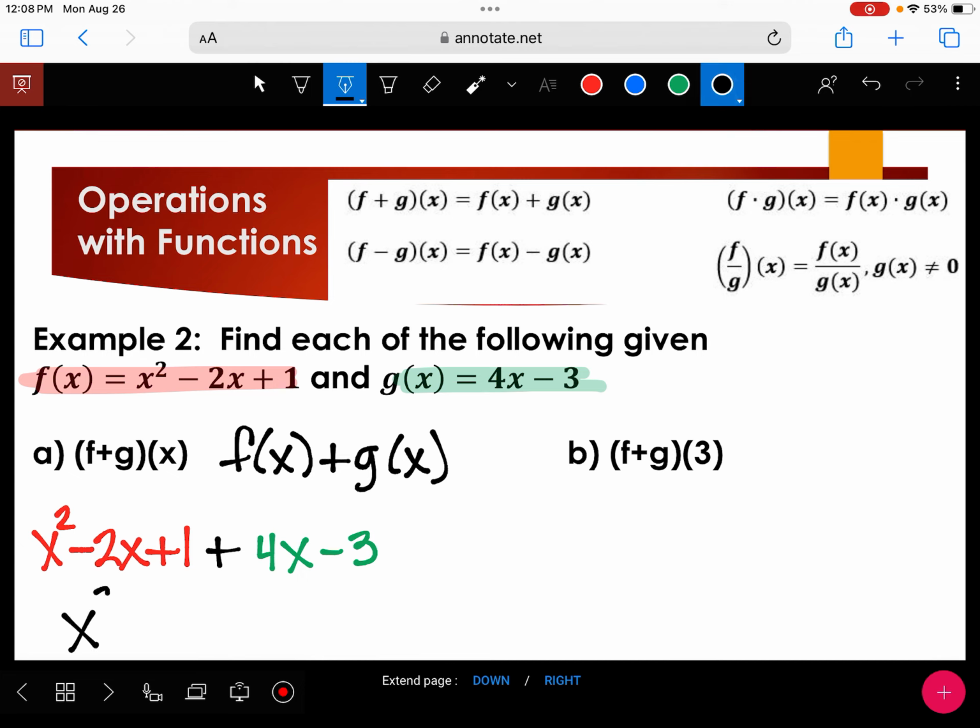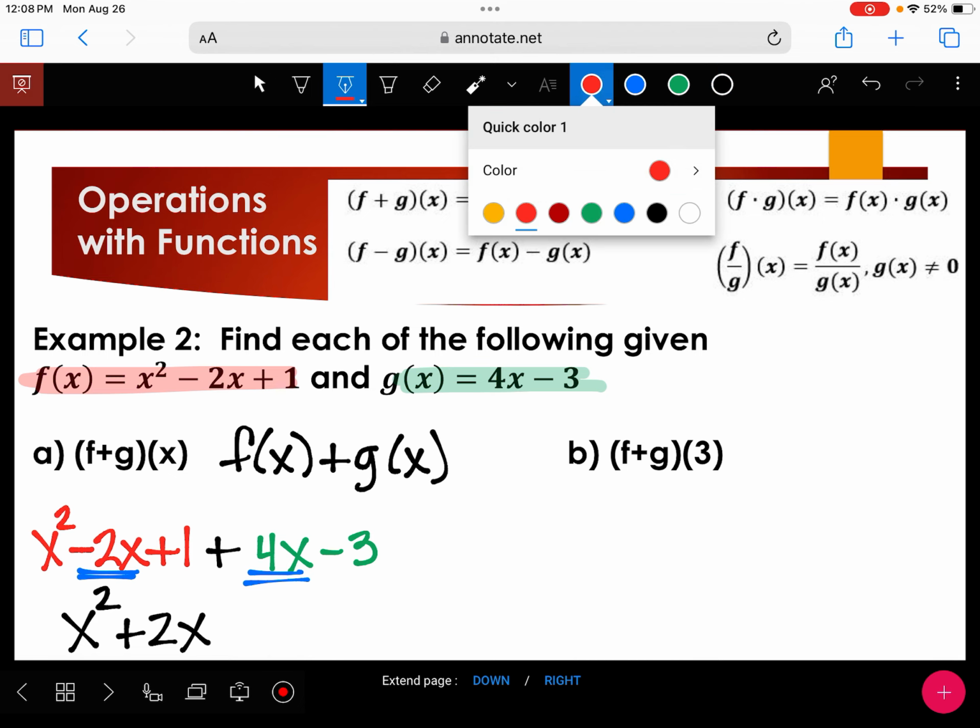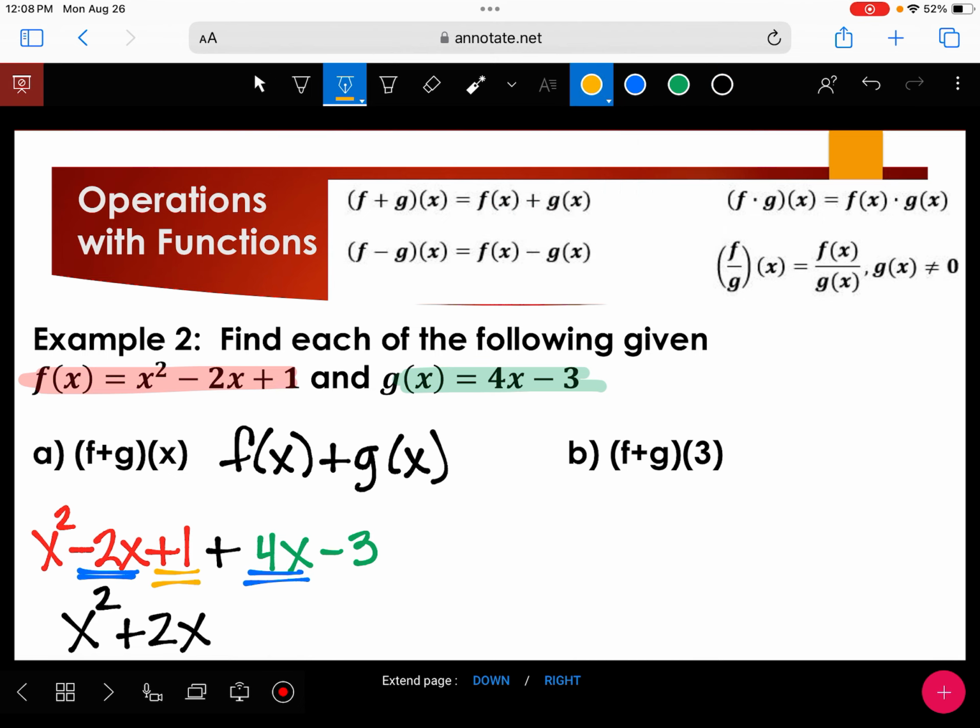So that's going to give you x squared. And when you add these together, that would be a plus 2x. And when you add these together, what do you get? What's 1 and negative 3? Minus 2. This is your f plus g of x function right here.